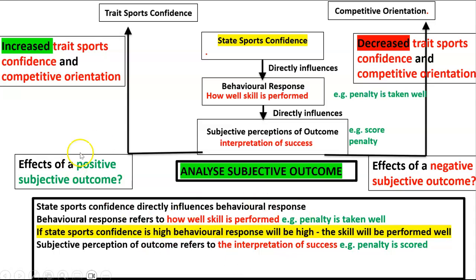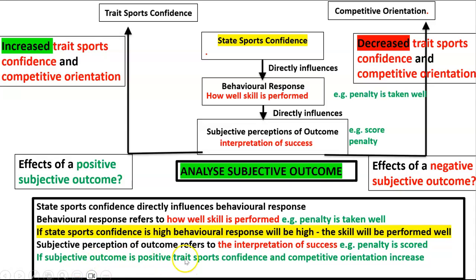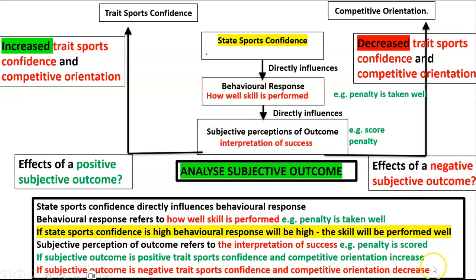So what do we do? We're going to go this way first, just to show what this means. If subjective outcome is positive, trait sports confidence and competitive orientation increase in the future, whereas if the subjective outcome is negative, we miss the penalty, this will lead to a decreased trait sports confidence and competitive orientation. Next time a penalty comes up, we think, right, our confidence across different sports might be knocked by it, and next time a penalty comes up, competitive orientation or willingness to take a risk probably won't offer to take one. So that's kind of how it works.